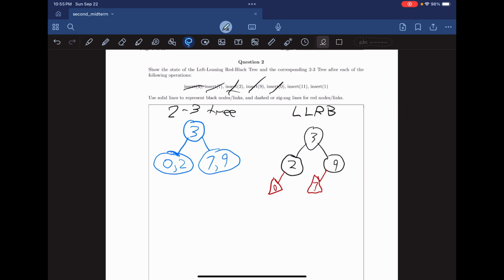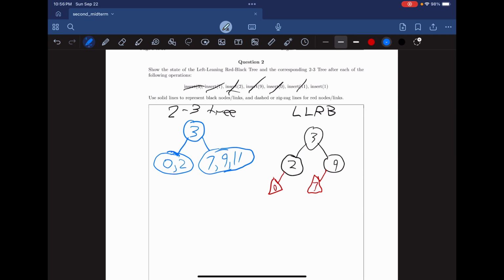All right, next we're going to insert the 11. This is where things are going to get a little bit complex, so stay with me. The 11 is going to be more than 3, and so we're going to insert it with the 7 and the 9. Now again, as we had before when we had to split things, we have a 4 node now, and we can't have a 4 node in 2-3 trees, so to fix that, we're going to shift the 9 up, and we're going to send the 7 and the 11 down.